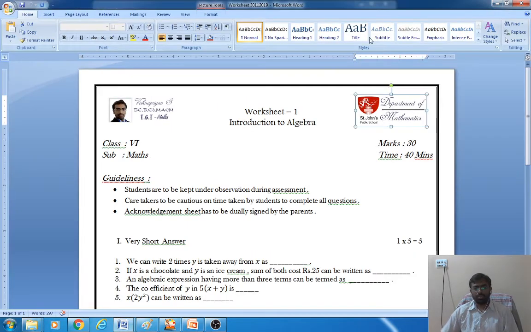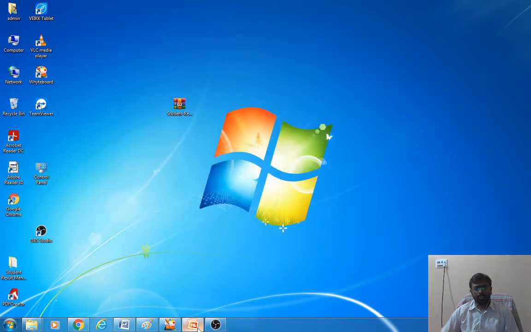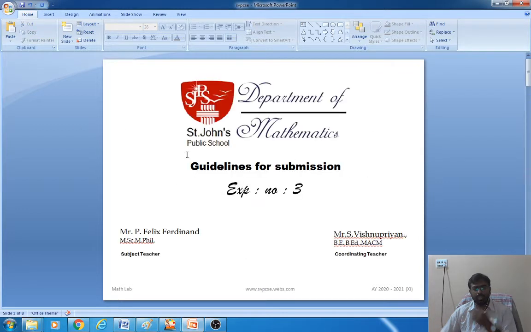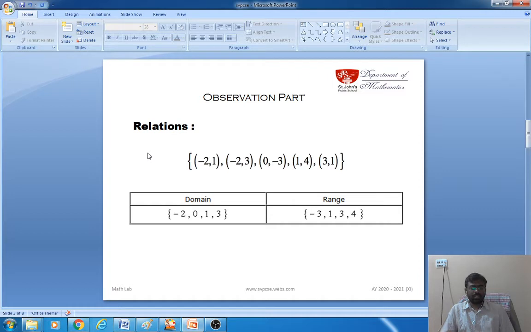So now let us move to the content. You will be doing the experiment number 3, guidelines for submission of the part. The writing part will be given as a link, and the next thing is the observation part. Observation part is categorized into 2 things. One is relations and the other is functions. For relations, you will be given an example set, or you can take your own example set, and you have to classify the domain, and you have to classify the range.